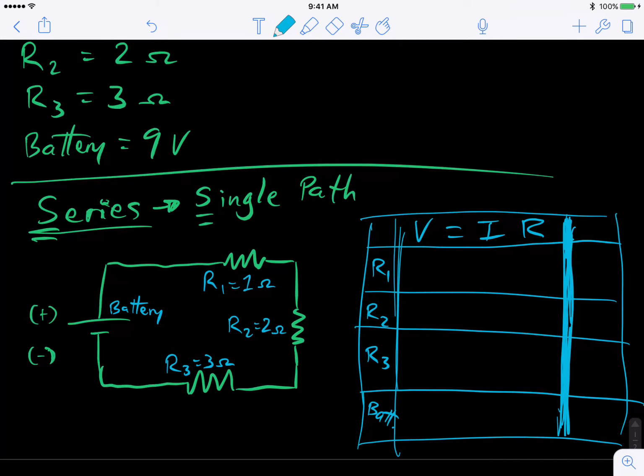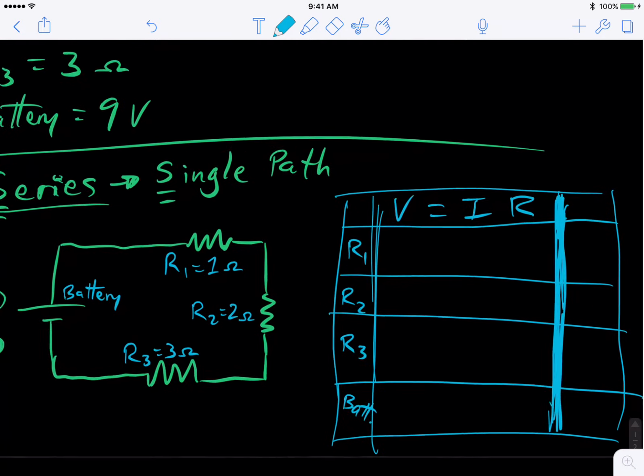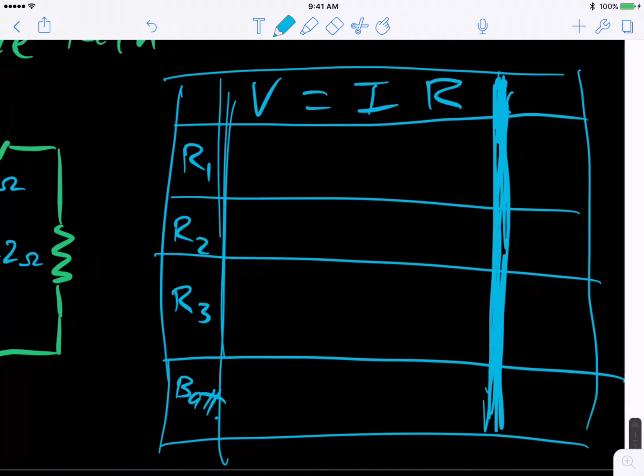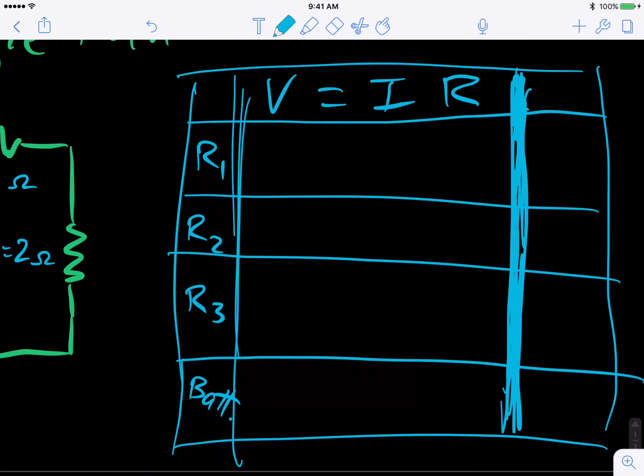Then make your lines for your rows. And then let's make columns. Make a column for each letter in VIR. For the voltage drops, for the currents, and the resistances.